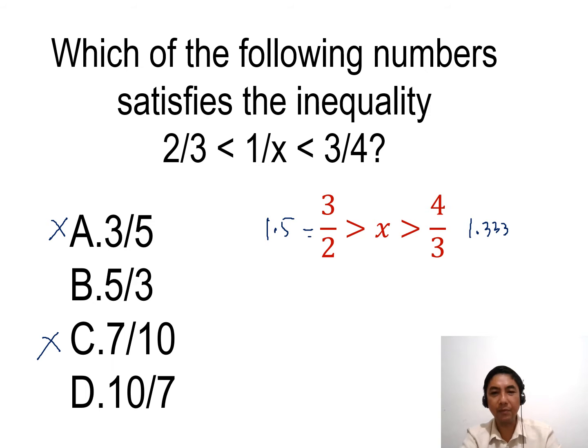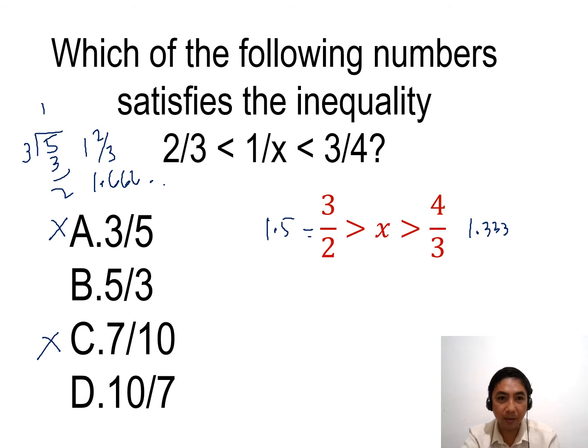But 5 over 3 is equivalent to 5 divided by 3, you are given 1, remainder 2/3. So 1 and 2/3, or 1.6, so 1.666. Dito na siya, lagpas na siya dito. Okay? Lagpas na siya dito. Ay hindi, sorry. Lagpas na siya dito sa 3 halves. Okay, sa 3 halves. So, hindi siya pwede.